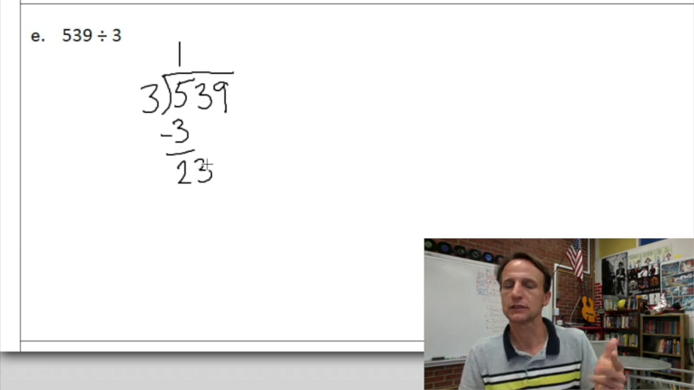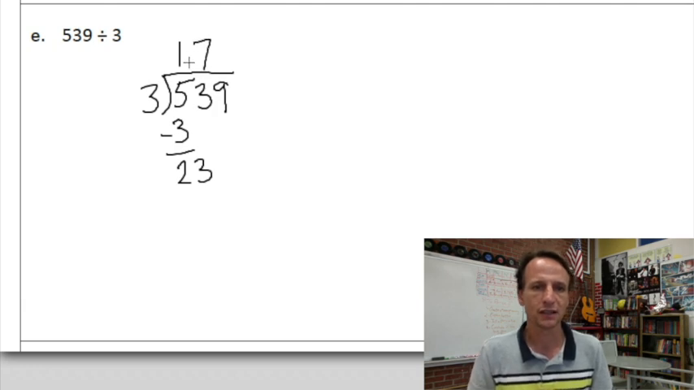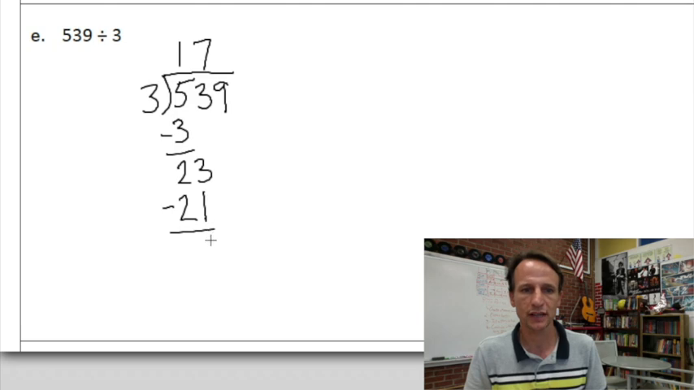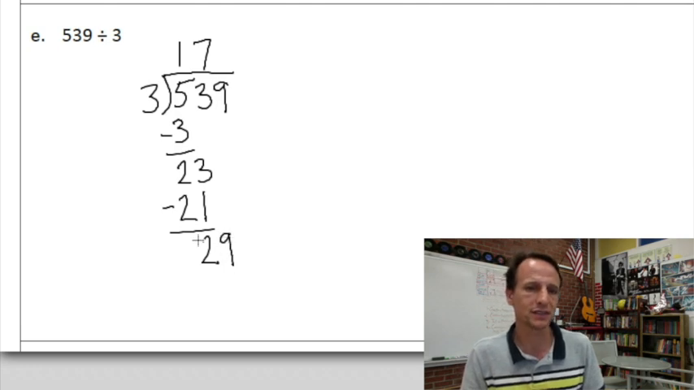3, 6, 9, 12, 15, 18, 21. Okay, so there we go. So there are 7 3s in 23 because 7 times 3 is, as we just counted to, 21. We subtract and are left with 2. And now we can divide the ones place. So we have 29 ones.